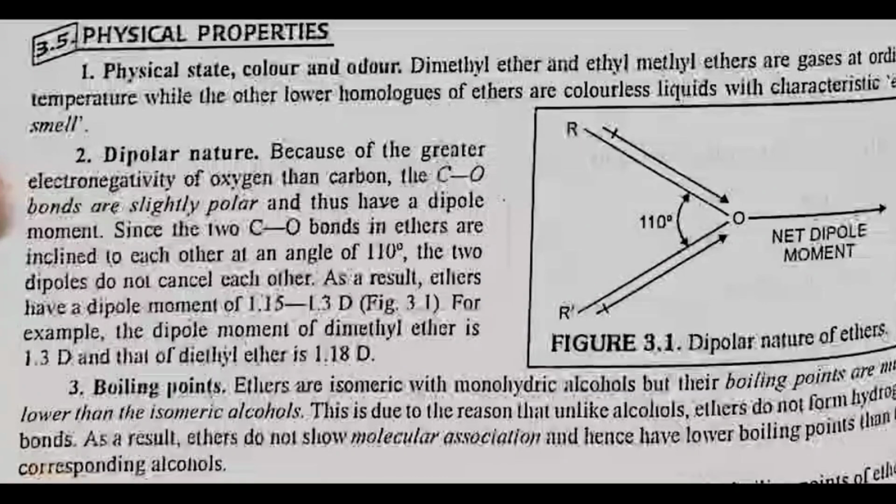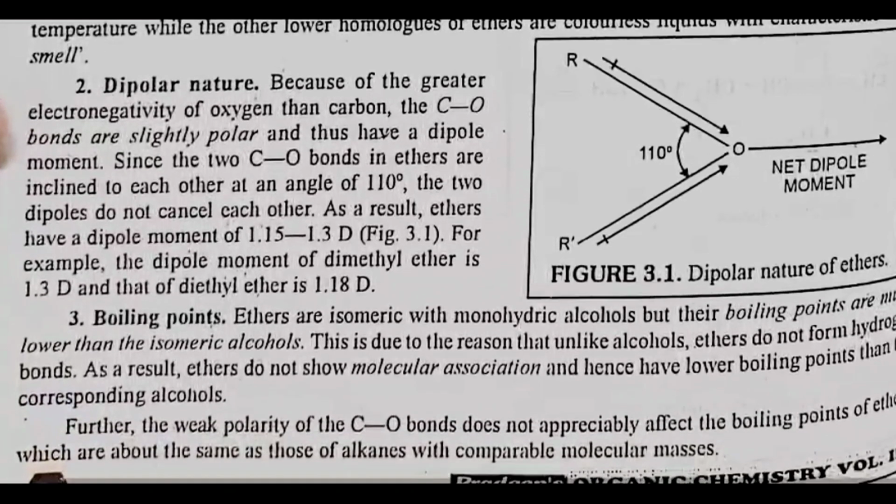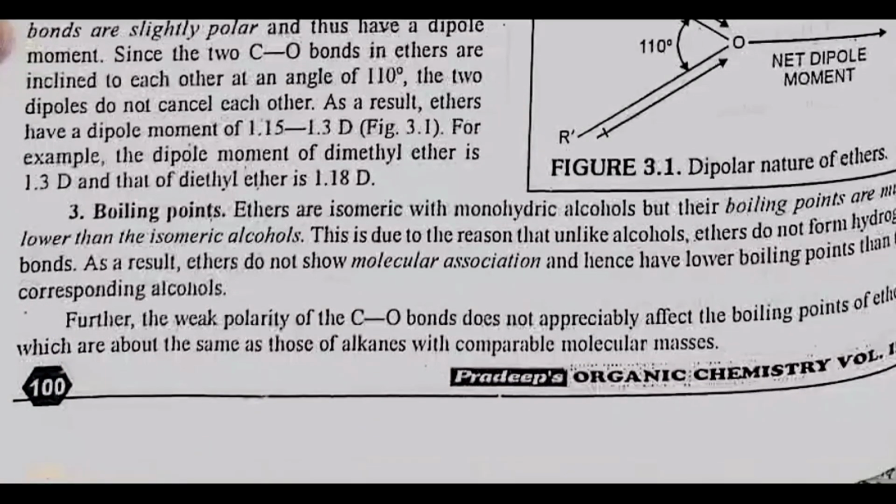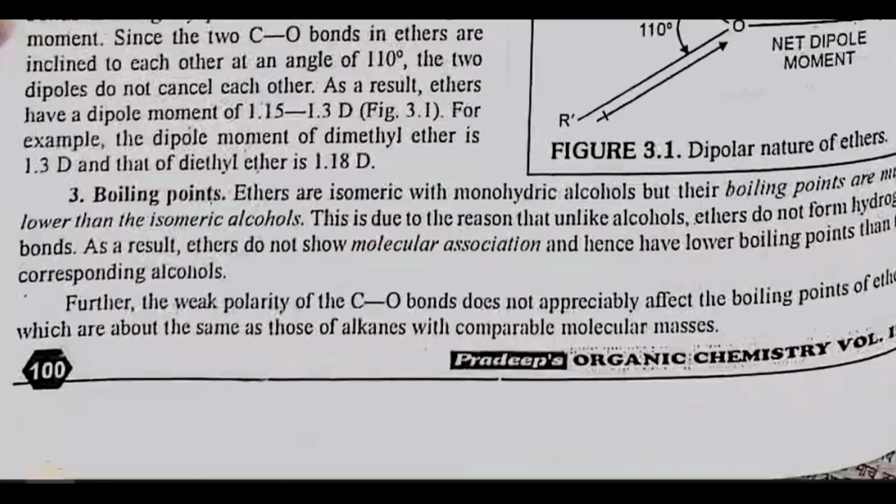Second, dipolar nature. Because of the greater electronegativity of oxygen than carbon, the C-O bonds are slightly polar and thus have a dipole moment. Since the two C-O bonds in ether are inclined with each other at an angle of 110 degrees, the two dipoles do not cancel each other. As a result, ethers have a dipole moment of 1.15 to 1.3 D. For example, the dipole moment of dimethyl ether is 1.3 D and that of diethyl ether is 1.18 D.